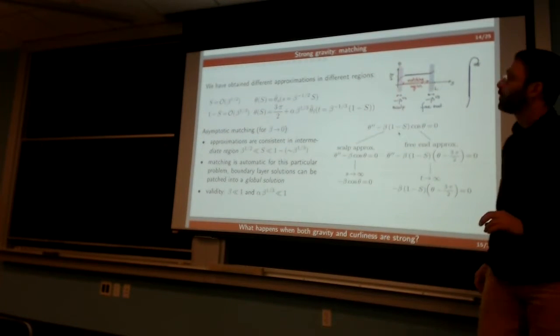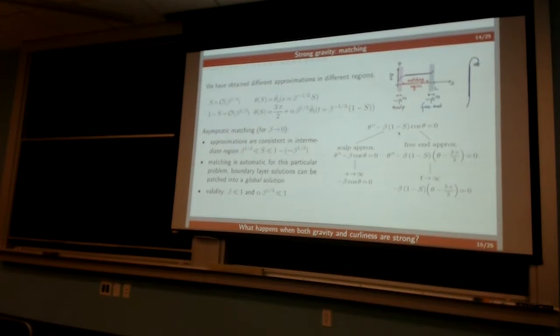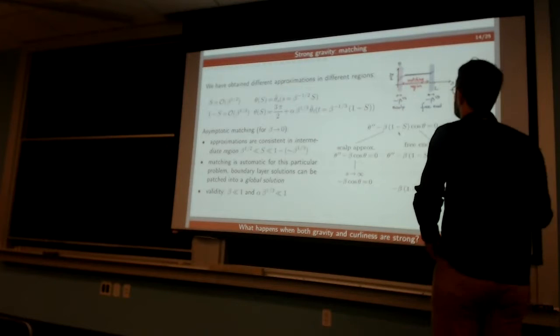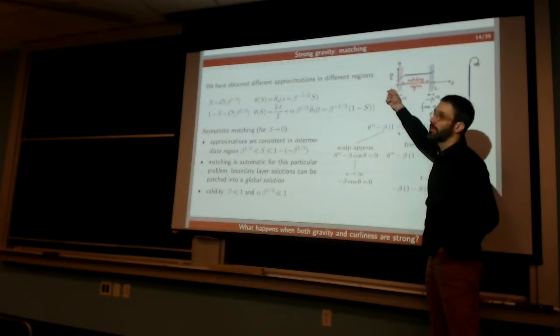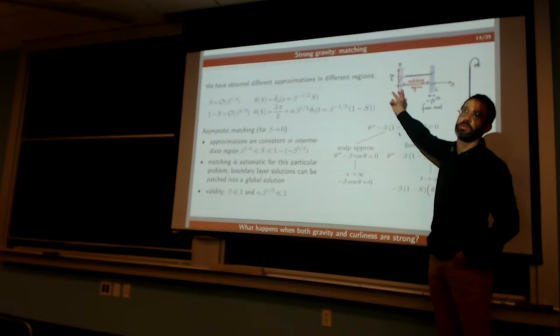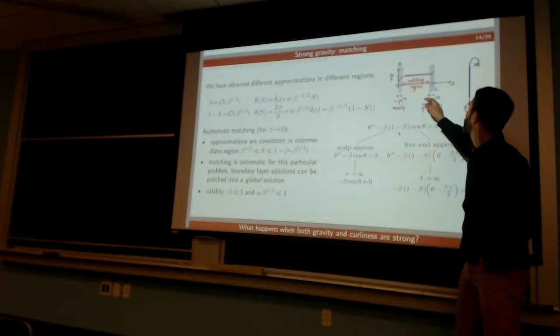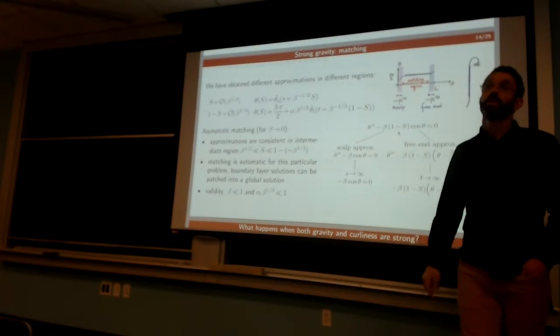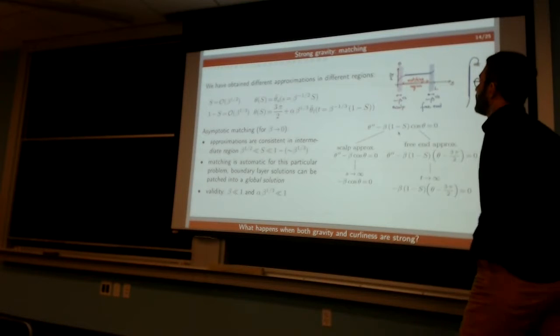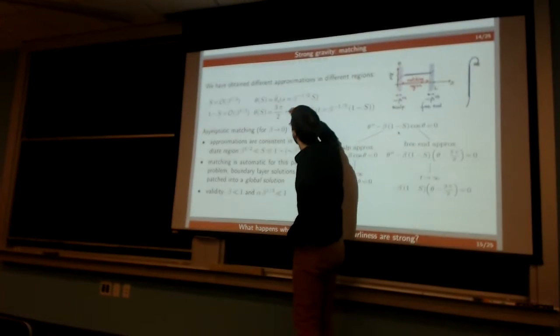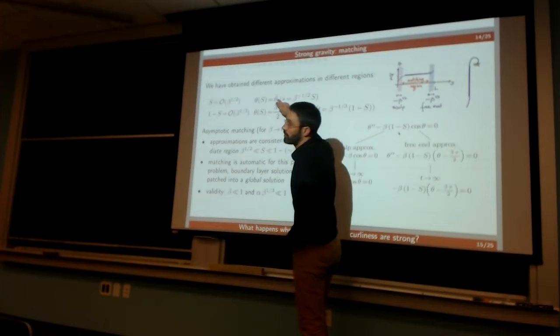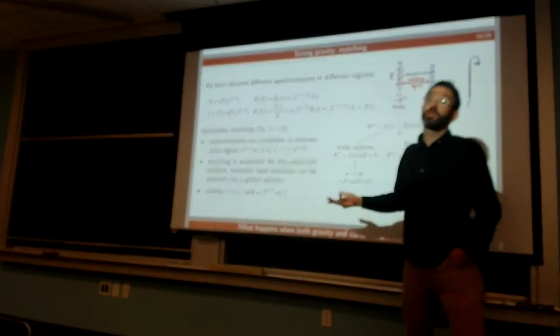So now, where are we? We have two different types of approximations in two different regions. We have the scalp here, which has a thickness square root of beta, and we have the free end that has a thickness cube root of beta. We have two different rescalings. We have explicit solutions. So these now are two known functions. And so what can we do with this?